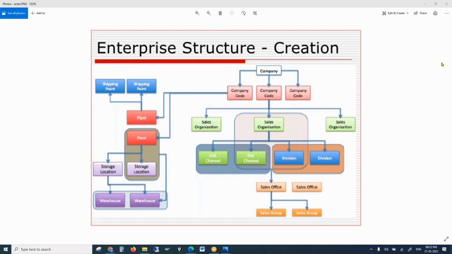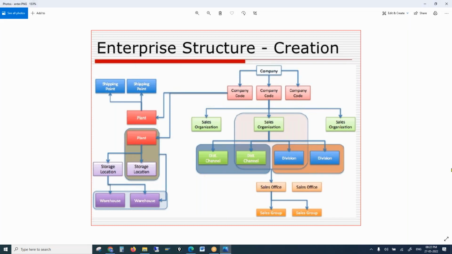So sales organization is the highest org unit in the SD model. In FI, the highest org unit is company code. In SD, the highest org unit is sales organization. So anything in the SD module should be under sales organization.